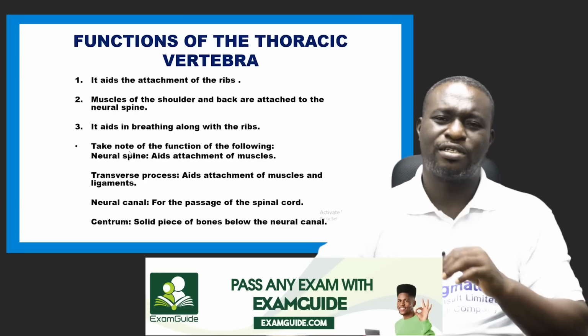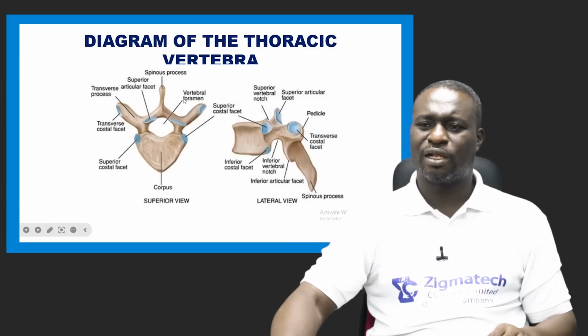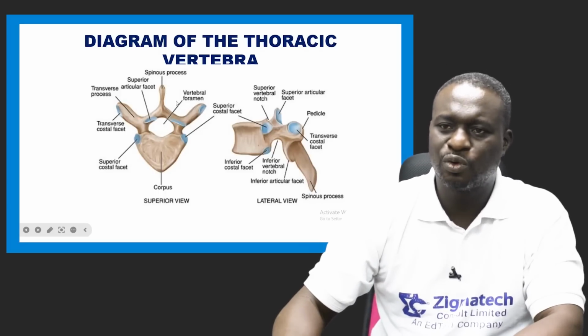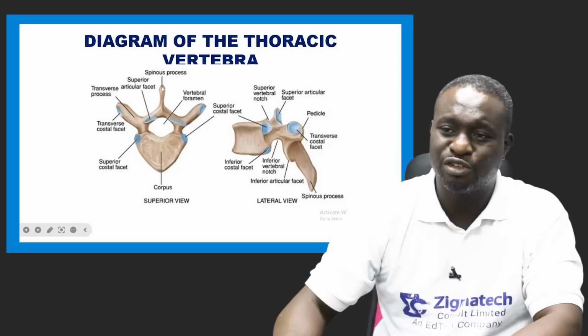Now, let's take a look at the structure of this vertebral column. Now, take a look at it. You see the spinous process, which is the same thing as the neural spine.